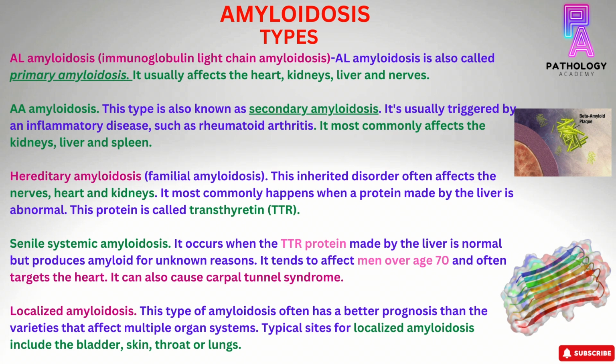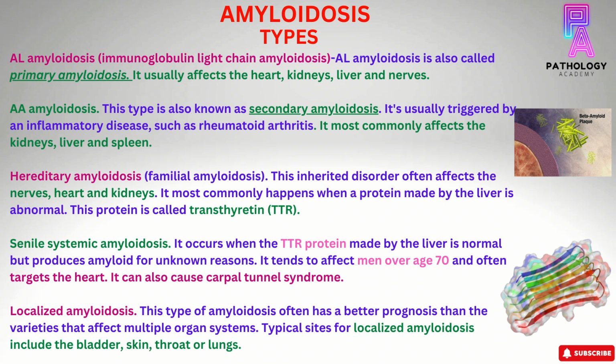Hereditary or familial amyloidosis is an inherited disorder which often affects the nerves, heart, and kidneys. It most commonly happens when a protein made by the liver is abnormal, and that protein is transthyretin. Another form is senile systemic amyloidosis, which occurs when transthyretin protein made by the liver is normal but it produces amyloid for unknown reasons. It tends to affect men over the age of 70 and often targets the heart. It can also cause carpal tunnel syndrome.